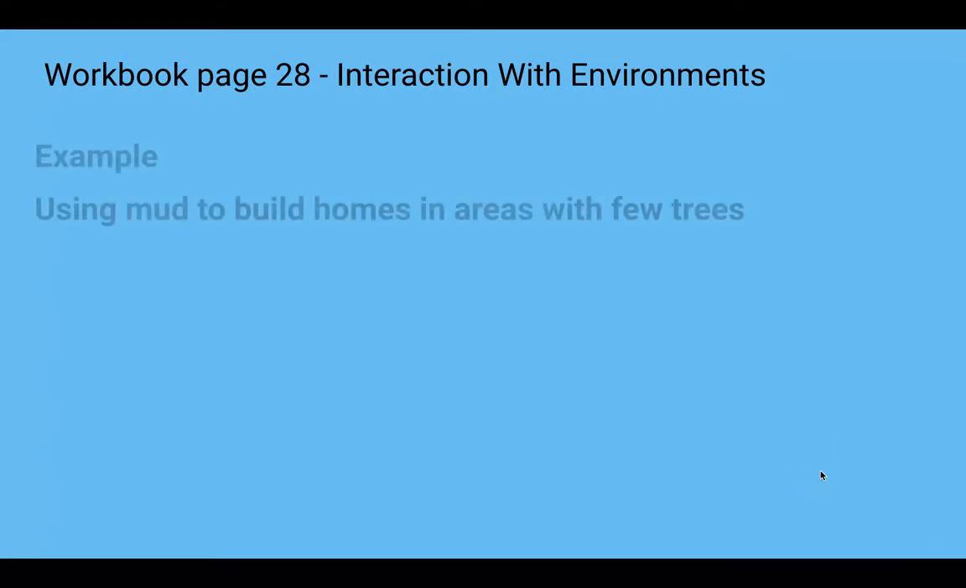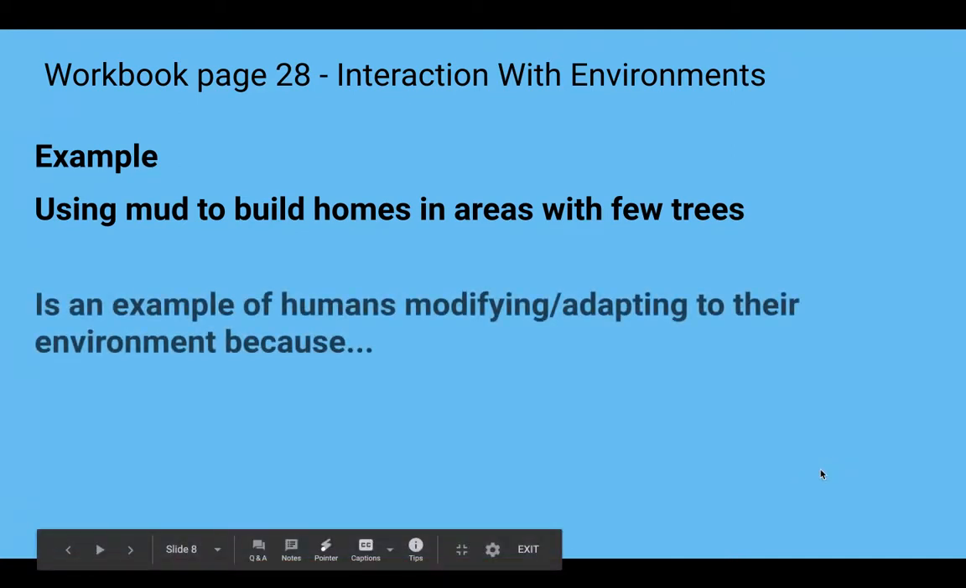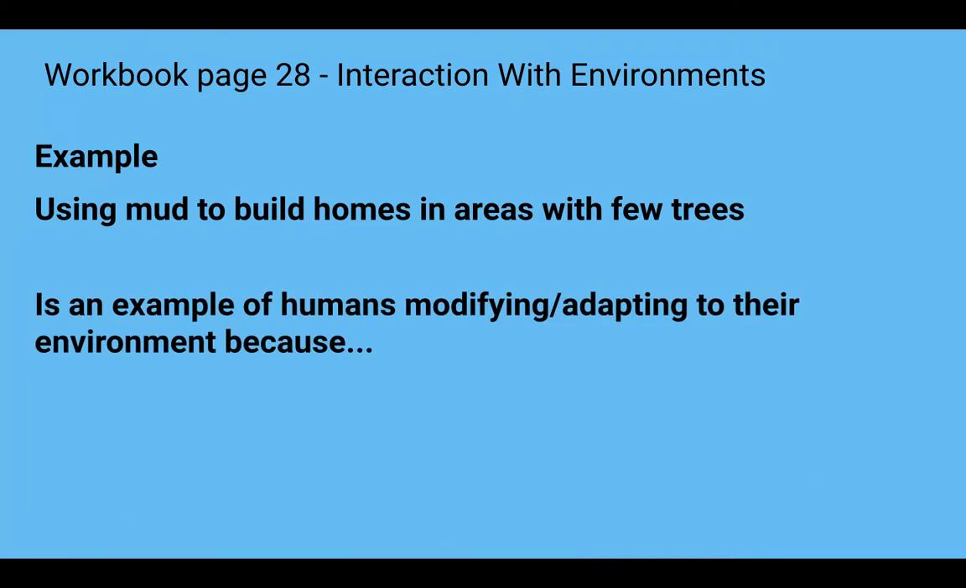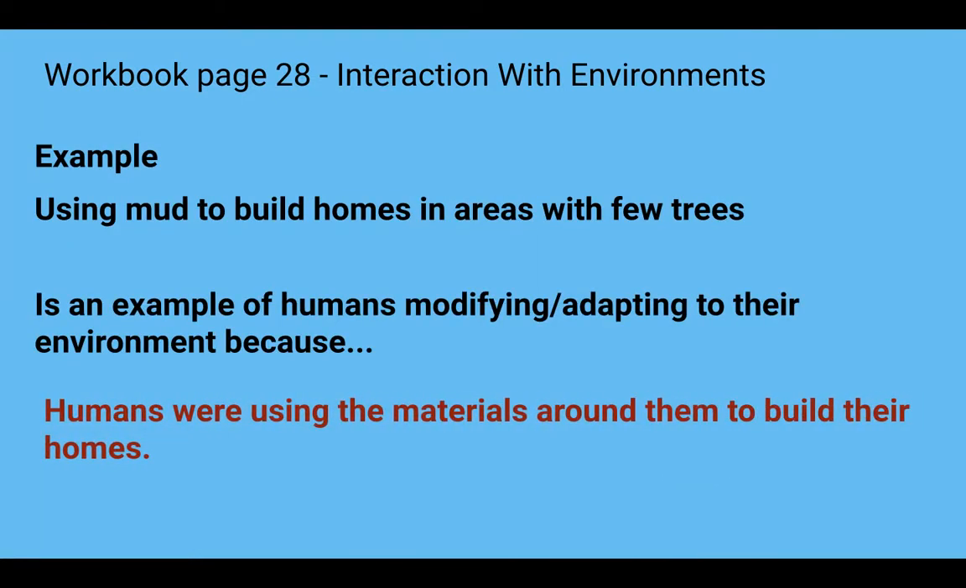All right, our last example. Using mud to build homes in areas with few trees. This is an example of humans modifying or adapting to their environment because, ready to see if your answer kind of matches mine? I said, because humans were using material around them to build their homes. If you are living in a place with few trees, then it would not be practical to build homes out of wood. So people look and see what they do have a lot of.